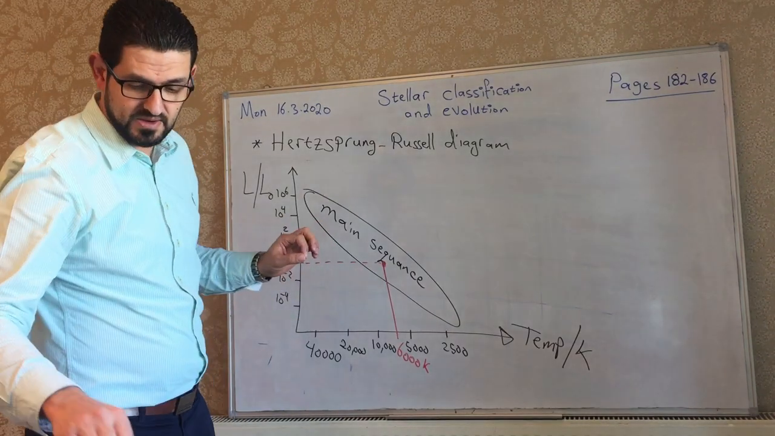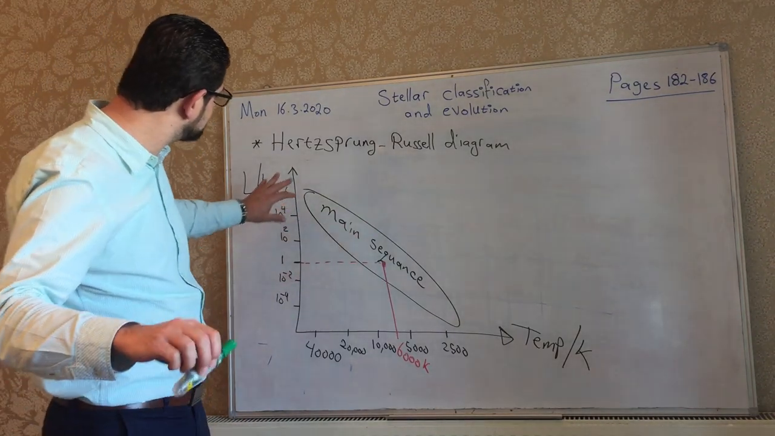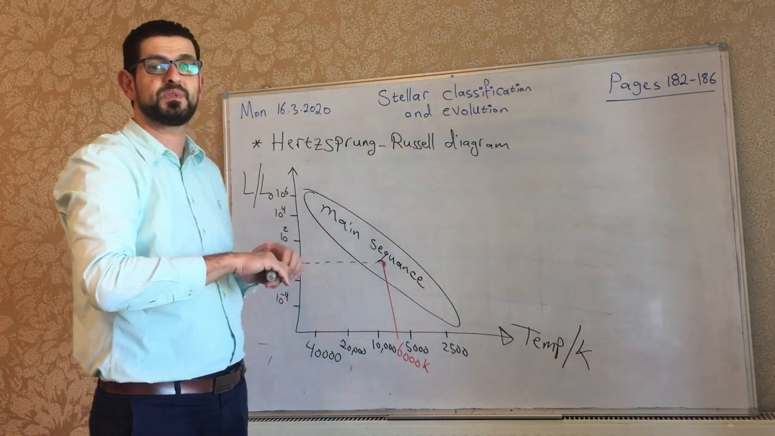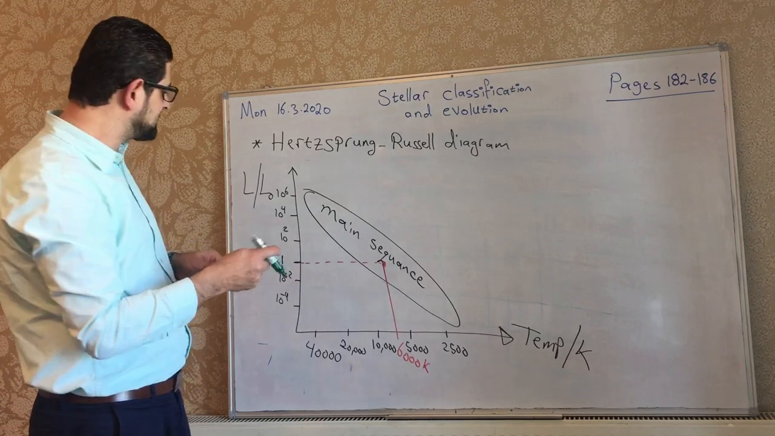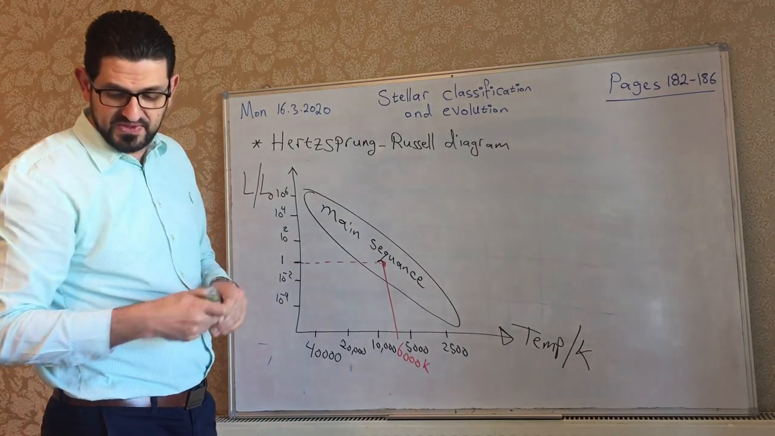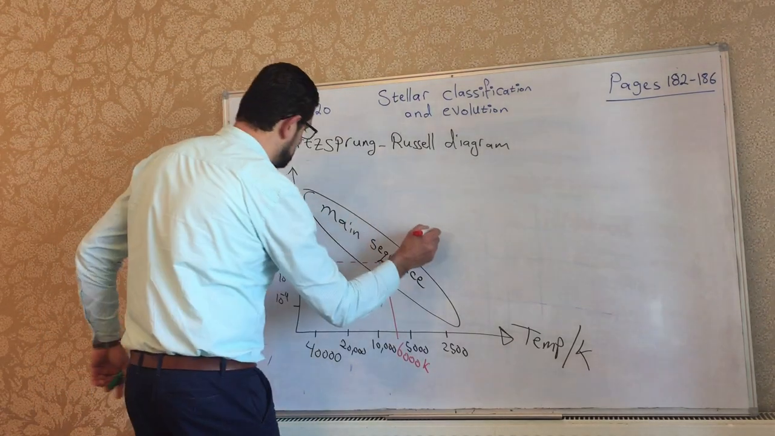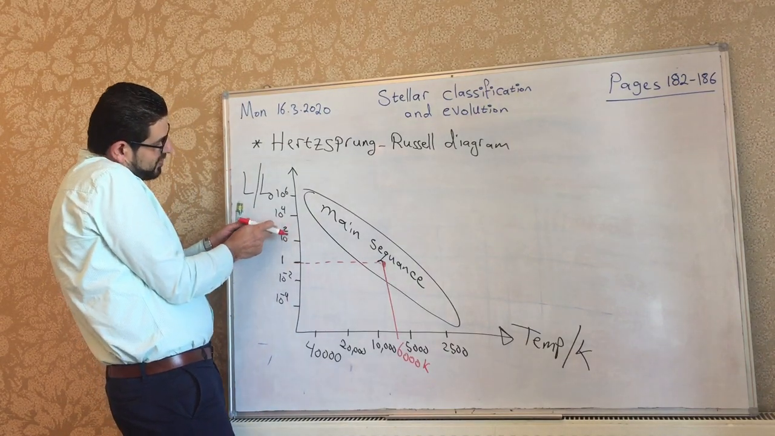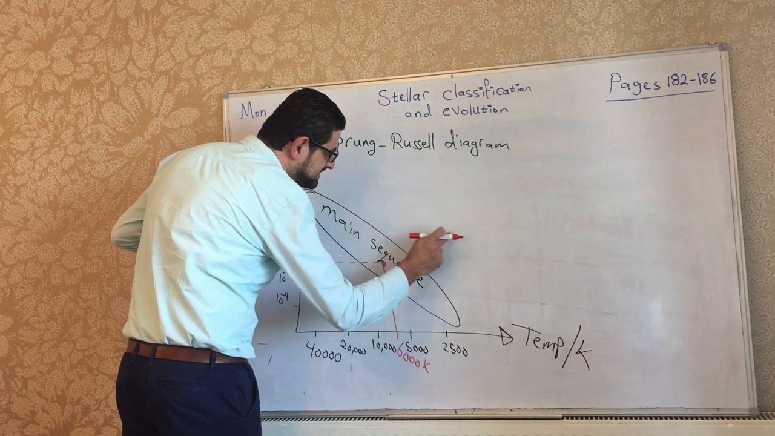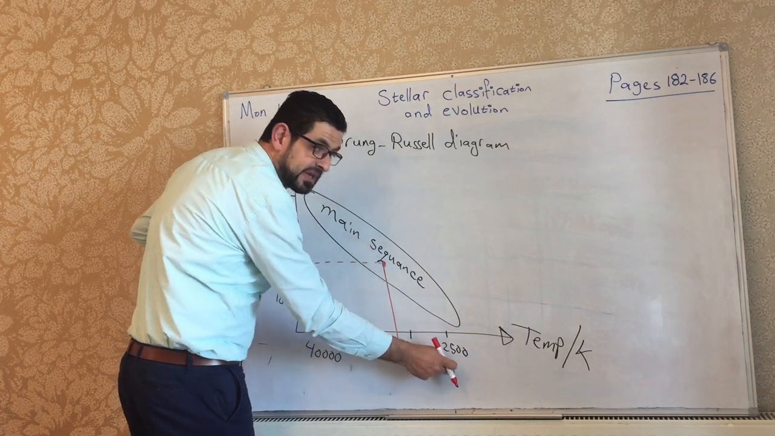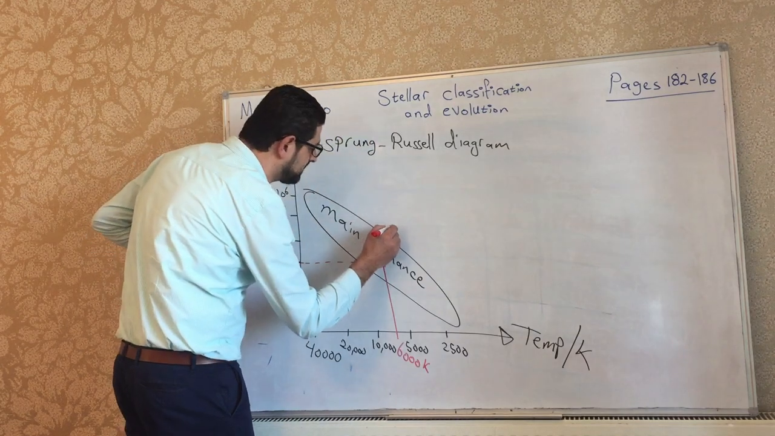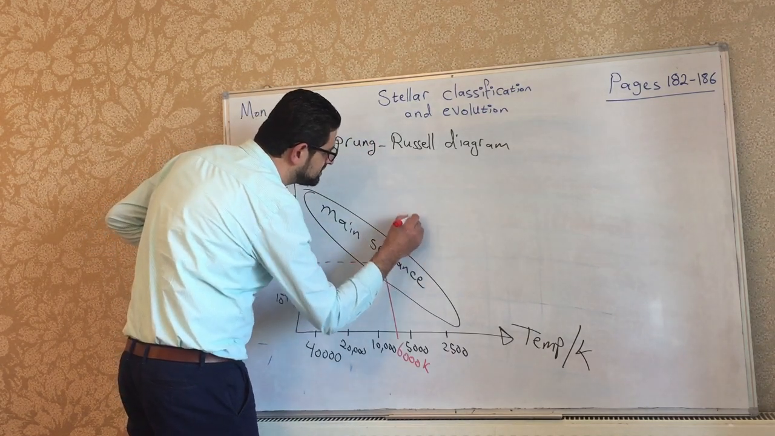Okay. Now, do we have stars not on the main sequence? Yes, we have stars not on the main sequence. If we find a star within this region, where the luminosity is 10 to the power of 2 and more, it will be red because the temperature is low, but it will be big, so we call it red giants.